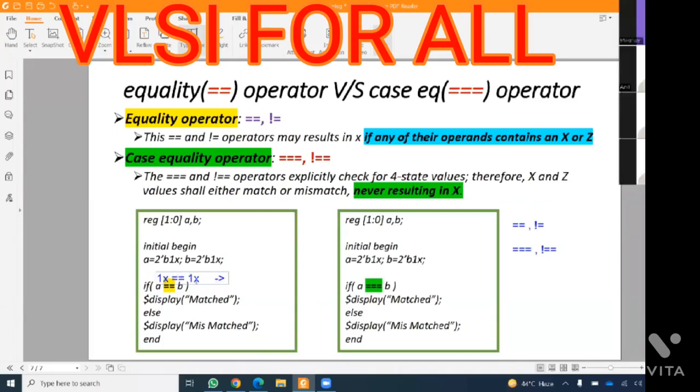Okay. So we might get confused, right? Because both are the same.